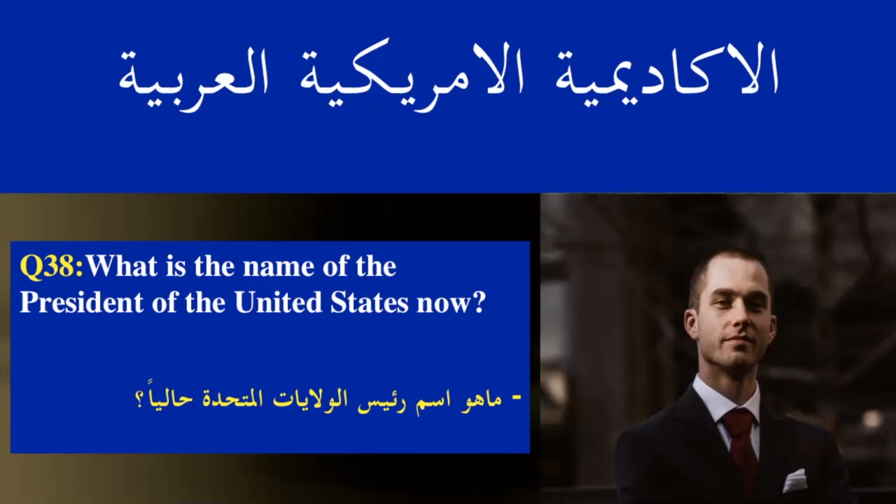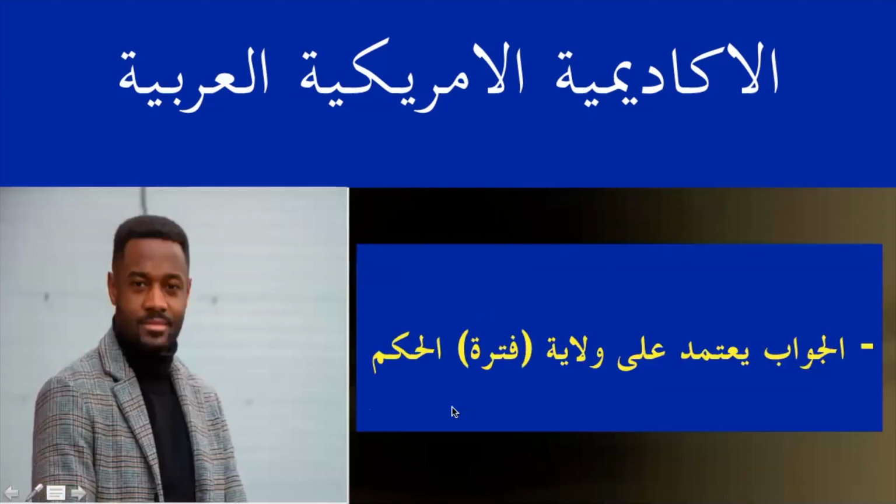مثلا هنا من الآن ولغاية 20/1/2021 سيكون الرئيس كما هو الرئيس ترامب. أما بعد يوم 20/1/2021 سيكون الرئيس هو جو بايدن. What is the name of the President of the United States now? ما هو اسم رئيس الولايات المتحدة حاليا؟ الجواب يعتمد على ولاية فترة الحكم. يعني الرئيس الحالي هو ترامب، وفي يوم 20/1/2021 سيكون الرئيس بايدن. لذا يجب عليك التركيز على هذا السؤال ومعرفة ما هو اسم الرئيس.